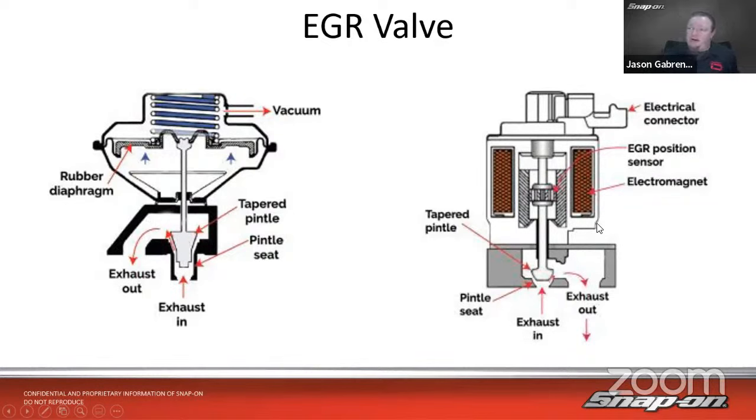Very similar look on the right-hand side with the electrically operated one, except it is a motor. And more often than not, they will have a position sensor along with them. In this case, it's pretty much like a throttle position sensor, where it's going to be a variable voltage depending on how open it is. And then we have the electromagnet around the outside, because that is the variable motor cylinder stepper motor thing. Once again, exhaust comes in. We have a tapered pintle seat, and then the exhaust comes out that way.